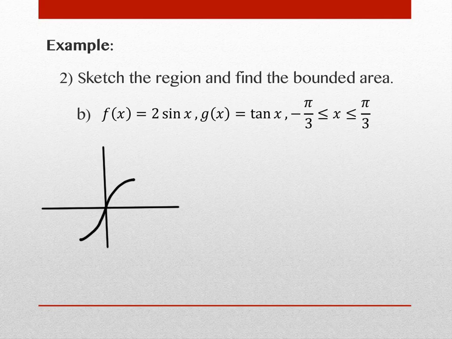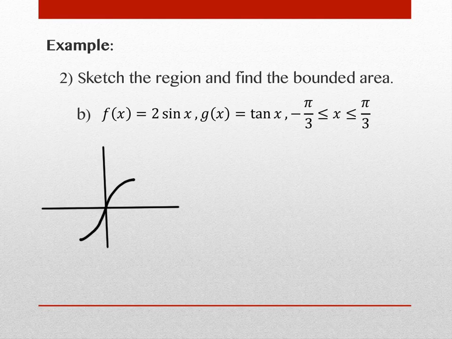Again, you're welcome to use your calculator. If you put this in, you can put in 2 sine of x, and then, oops, hit the right buttons. And then in y2, you can put in tangent of x. You want your window to go from negative pi over 3 to pi over 3. Your y min and y max, if you want to manipulate those, do not need to go from negative 10 to 10, right? This sine curve can't go any higher than 2, and it's not even going to quite get there. So if you'd like to go from negative 2 to 2 to give you a more zoomed in kind of graph, that would be quite reasonable.